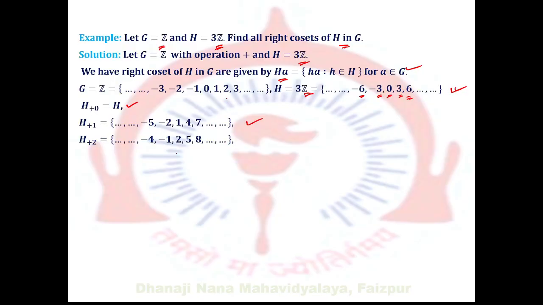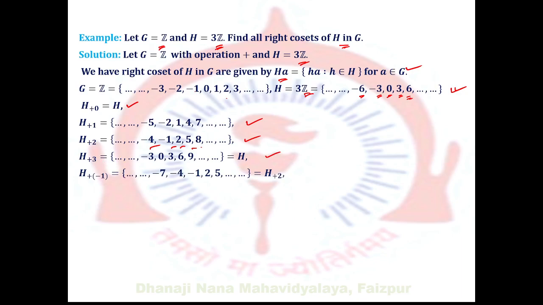-6 plus 2 is -4, -3 plus 2 is -1, 0 plus 2 is 2, 3 plus 2 is 5 and so on. Then we have H plus 3. So here we add 3 to this set so that we get the same set. Then we have H plus -1, because Z contains negative integers also. So here we add -1.